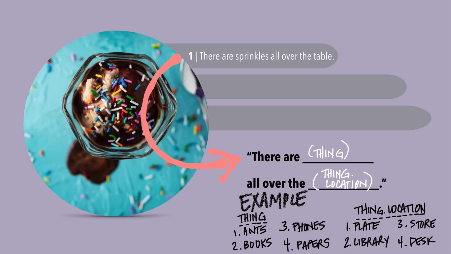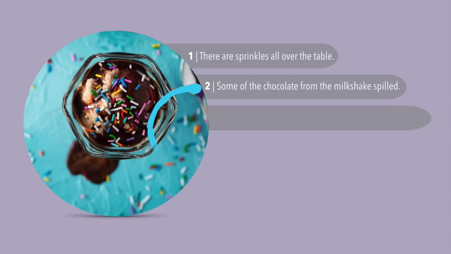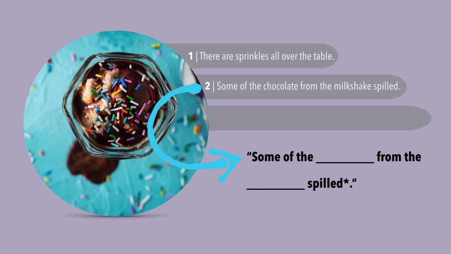Perfect sentence. Go back to number 1. There are ants all over the plate. Again, perfect sentence. Here we go. Next sentence about the picture. Some of the chocolate from the milkshake spilled. What is the pattern? Here we go.